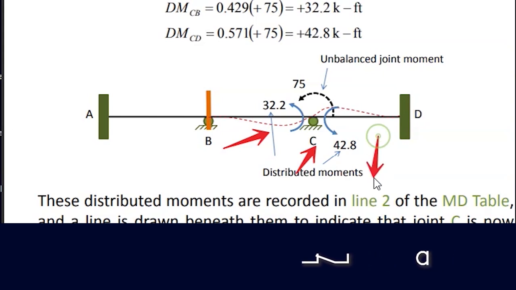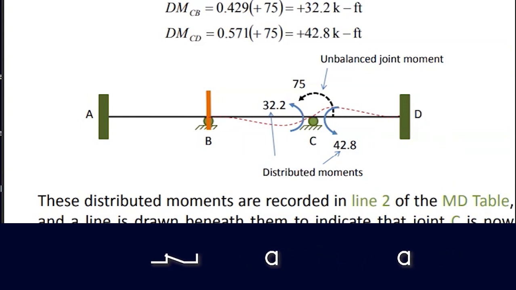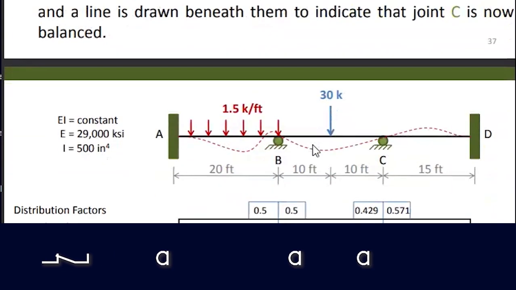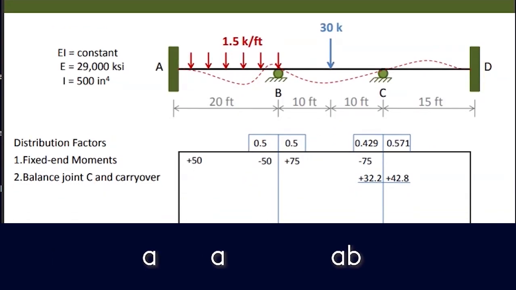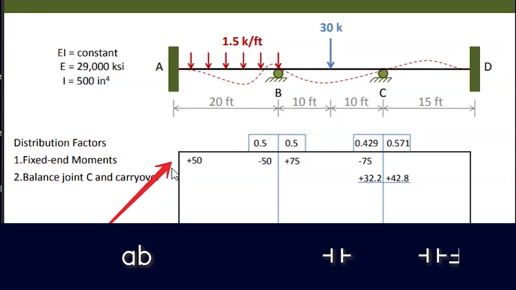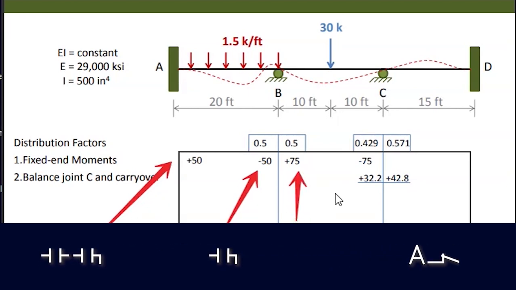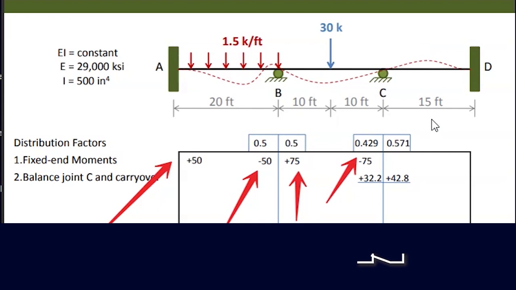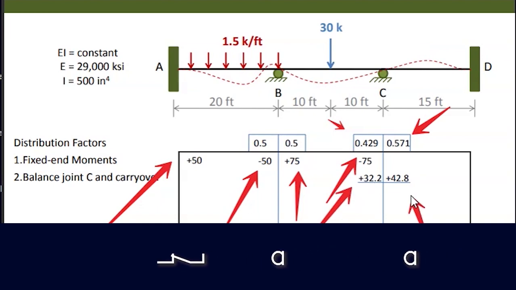Now this will create another line for the member table. The line created now should be in this form. We have the fixed end moment, as we saw before. Here, the counter moment was positive 75, which is multiplied by the respective distribution factors. Now, on the left you have this value, and on the right you have this value. This value balances the moment at joint C, and it leads to the carryover moment.